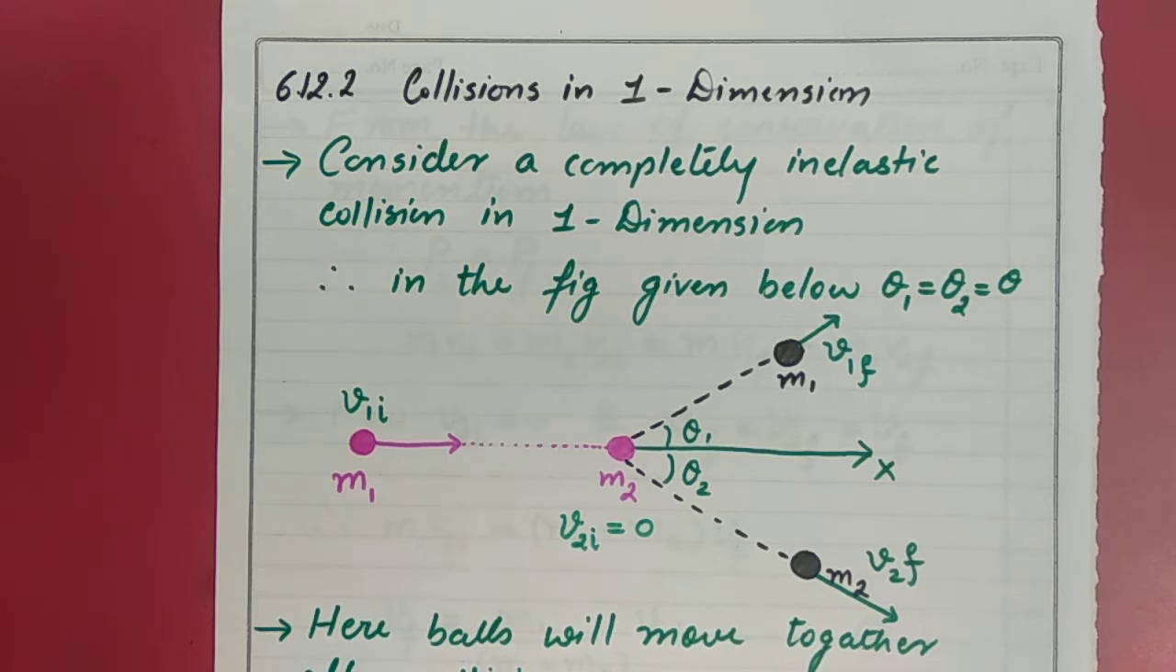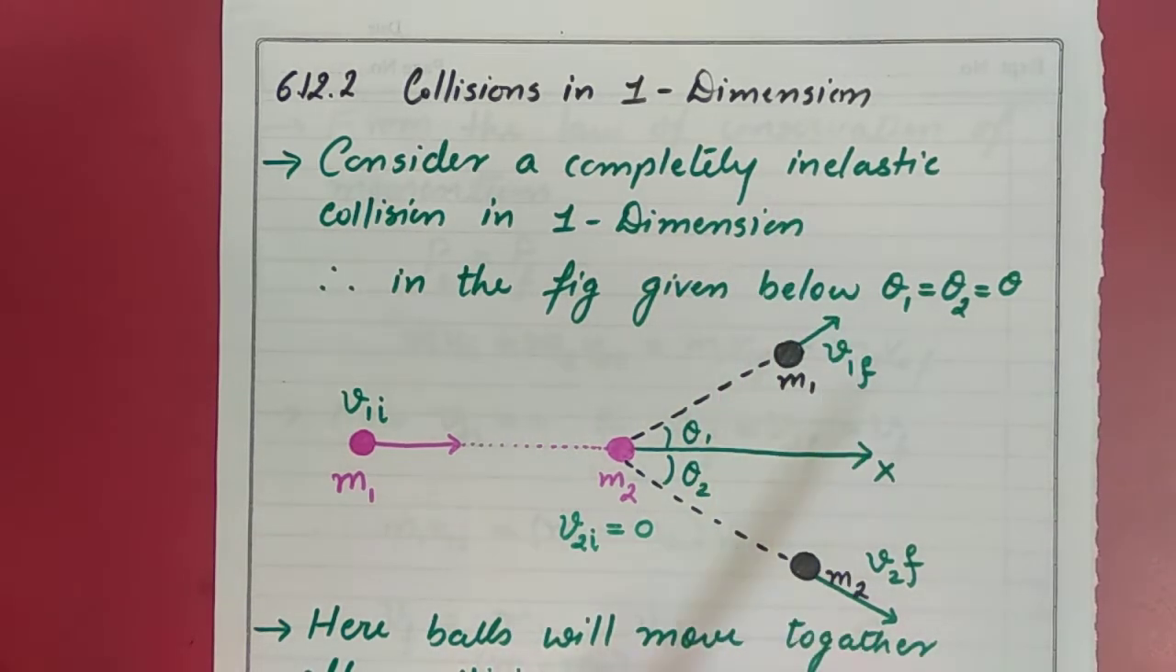Students in topic 6.12.2 will study collisions in one dimension, and here we'll consider a collision which is completely inelastic. We know that in a completely inelastic collision the deformation is not relieved, and because of that kinetic energy will be lost. So initial kinetic energy will be bigger than the final kinetic energy, whereas the total momentum of the system will be conserved.